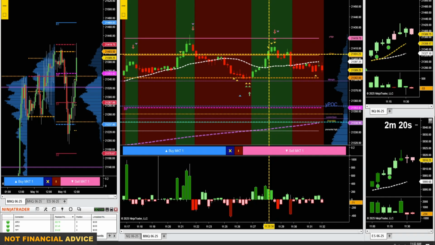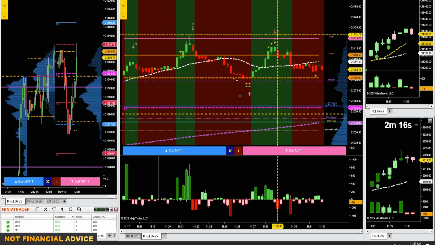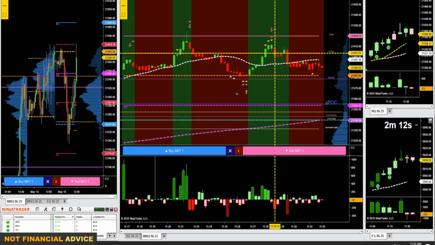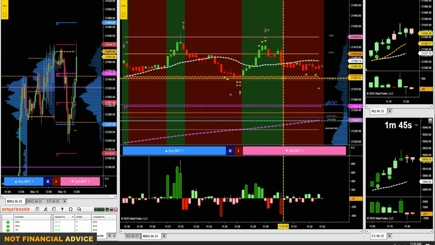Just got into a short. We had a bunch of divergence building up. Reversal arrow, spectrometer. Heikin Ashi turned red. Popped down about 20 points. We got a little over 10 points.